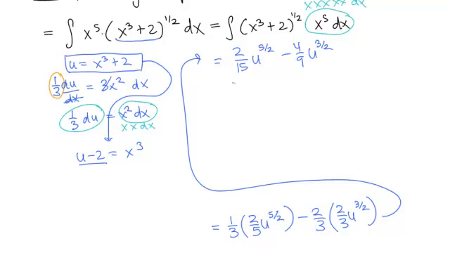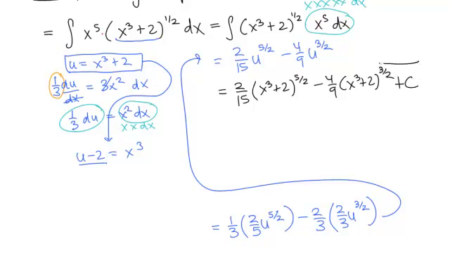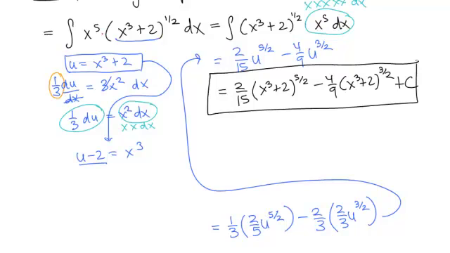If I back substitute, that's 2/15 times u, which was x cubed plus 2, to the 5/2 power, minus 4/9 times x cubed plus 2 to the 3/2. So there's one antiderivative, and adding a c gets me all of them. So once again, this is a technique called substitution with leftovers, and you might be asking, was that really legit?